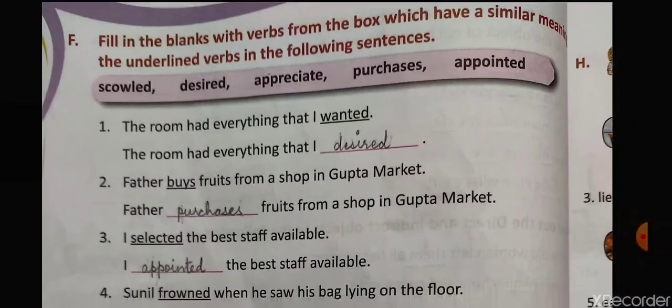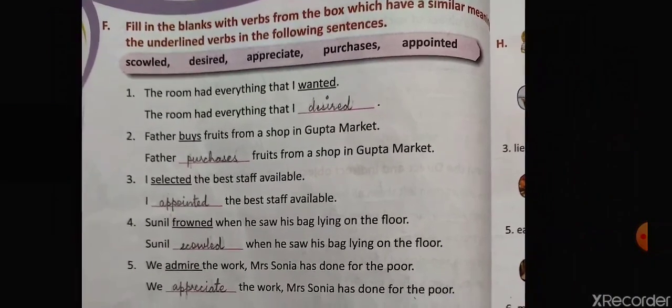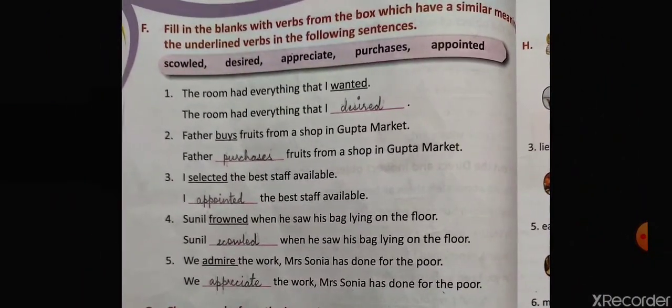Coming on to the next exercise, fill in the blanks with verbs from the box which have a similar meaning to the underlined verb in the following sentences. So in these sentences there are some underlined words. We have to write the synonym for these words. The room had everything that I wanted. So the room had everything that I desired. Wanted and desired have almost the same meaning.